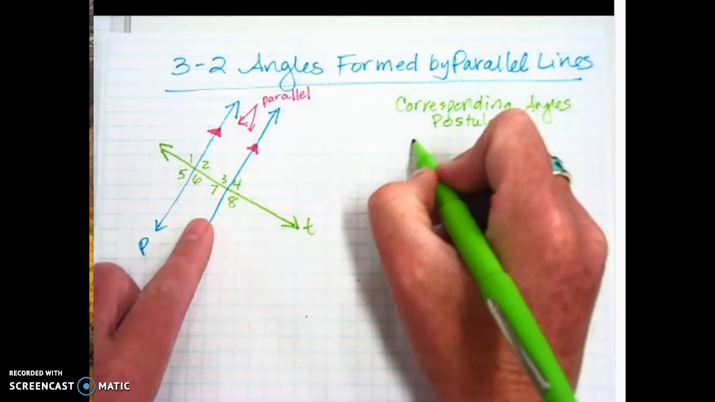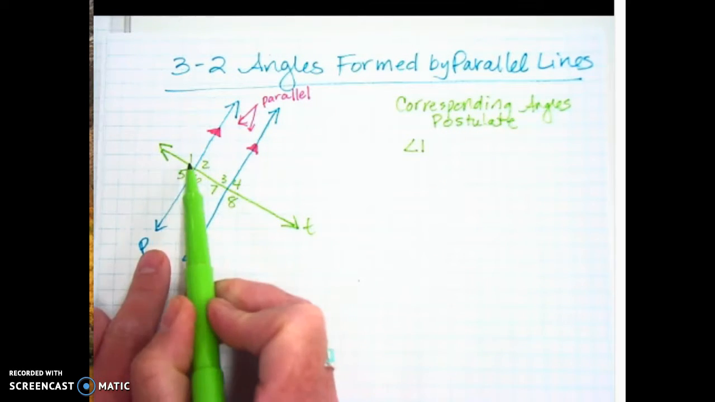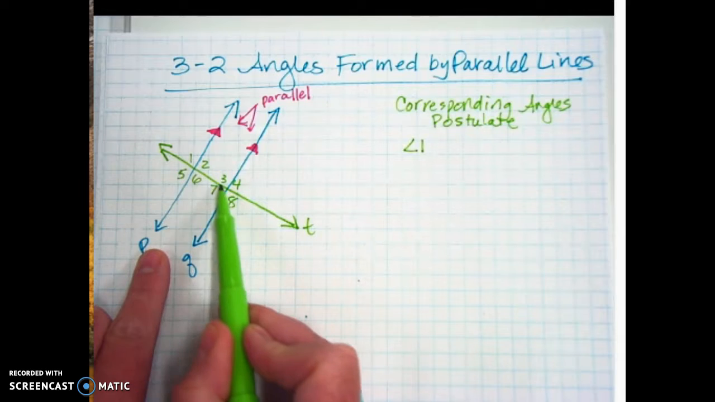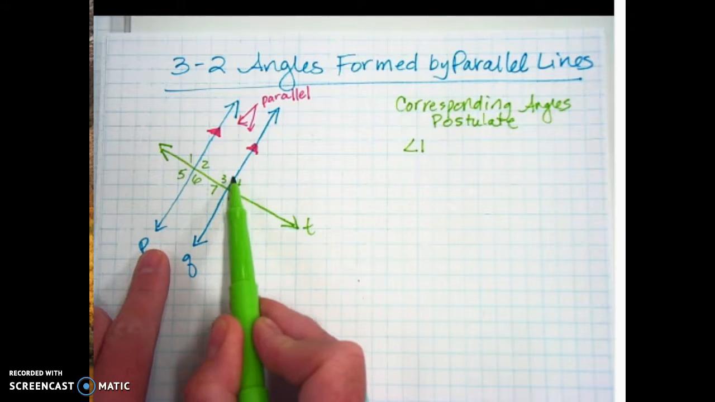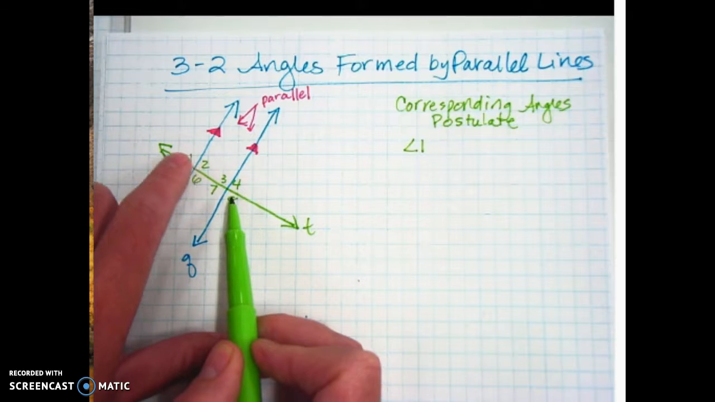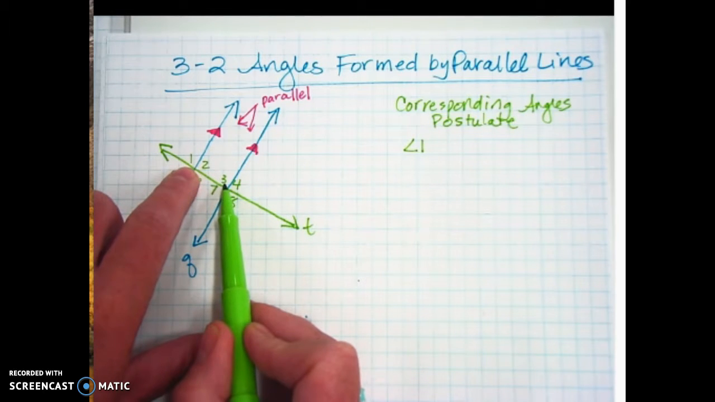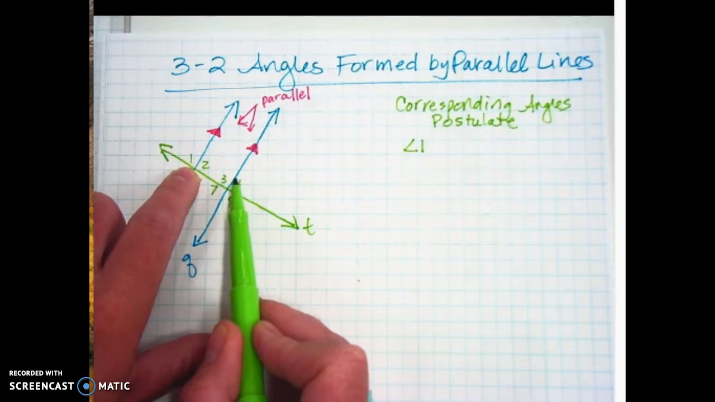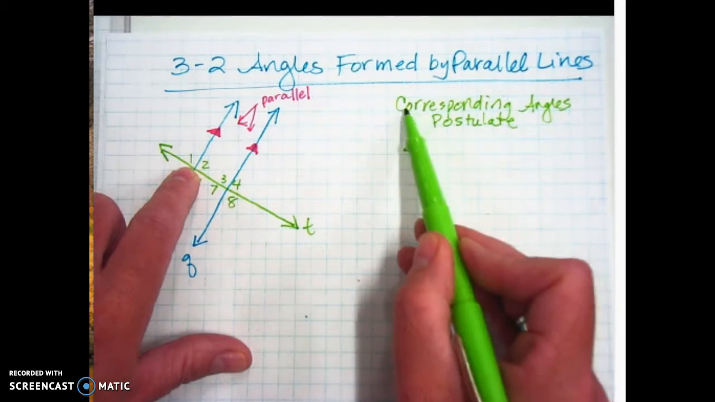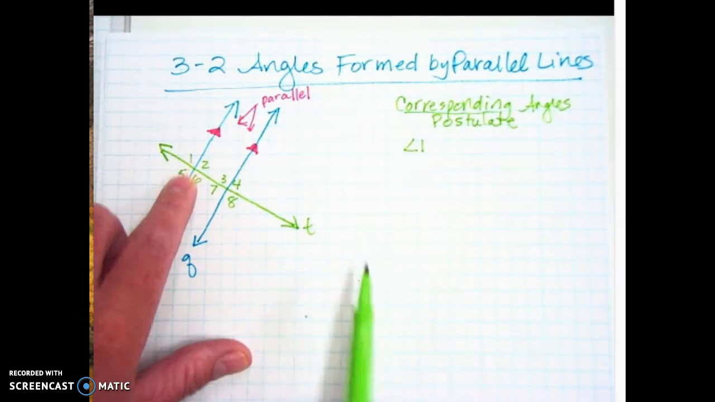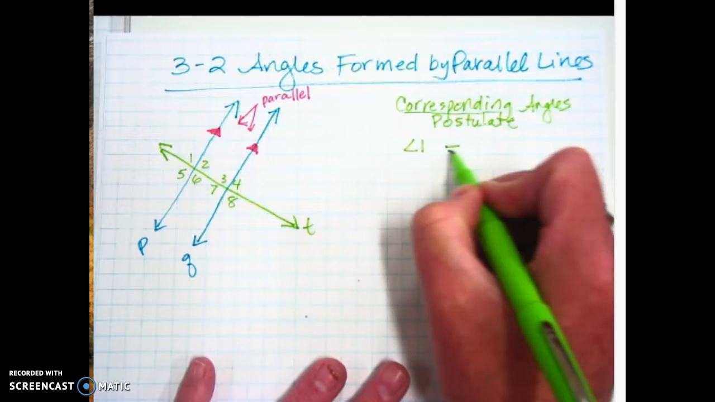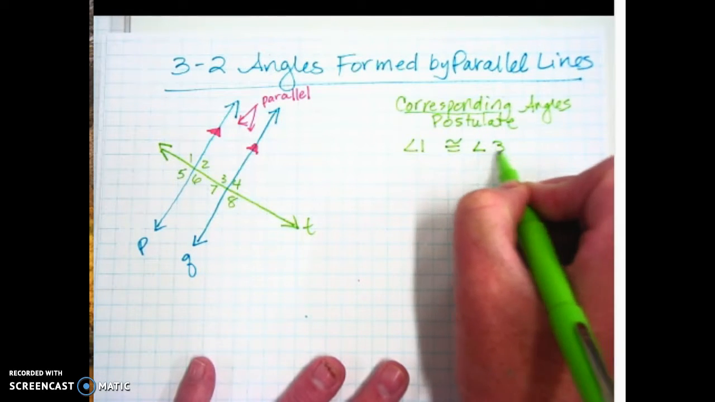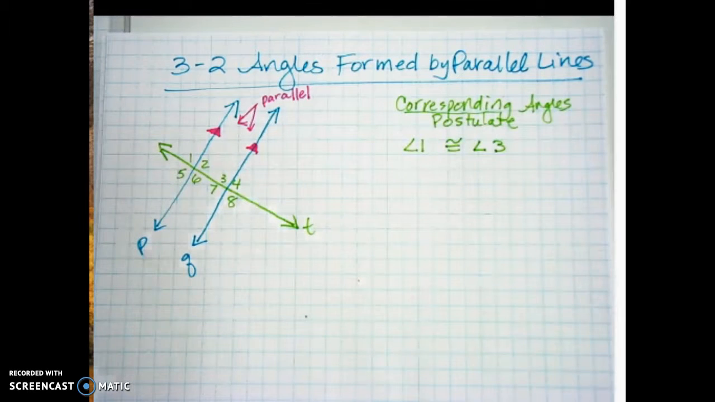Okay, so let's start with angle 1. Here's angle 1. We're going to travel down the transversal. Which angle is in the same position? 3. So angle 1 and angle 3, what do you think they are to each other? Anybody want to guess? They are corresponding. Yes, we already identified that they're corresponding. They are what we call congruent. So angle 1 and angle 3 are going to have the same measure.